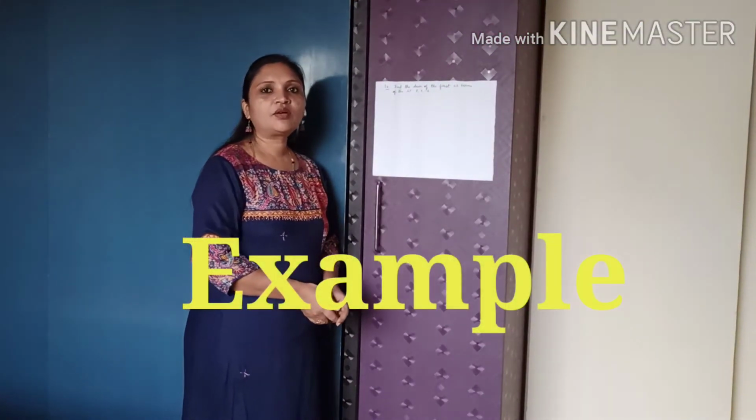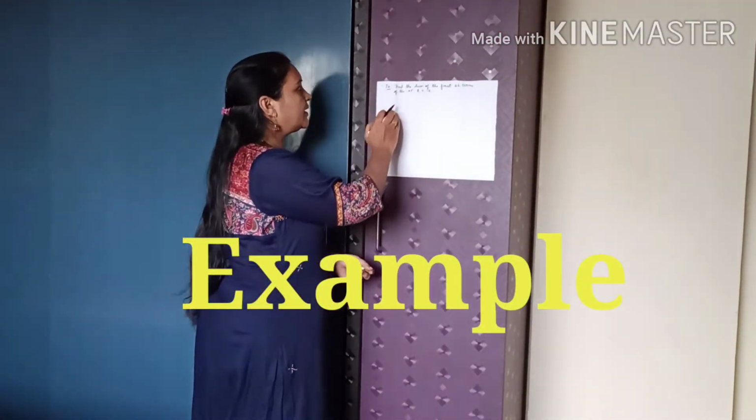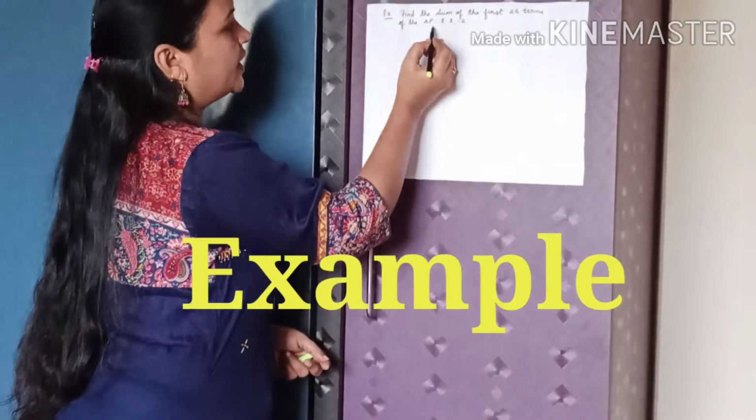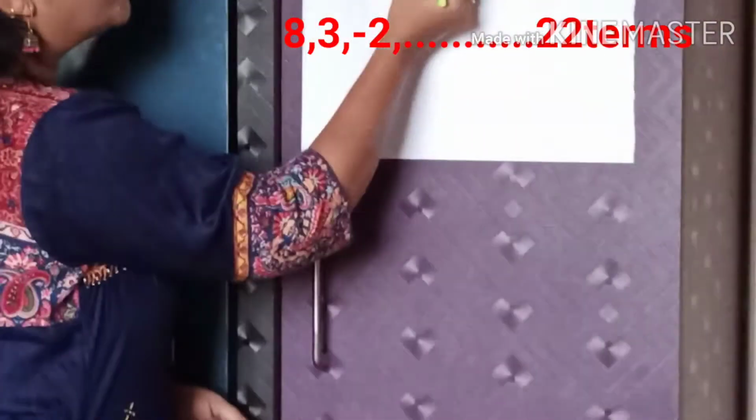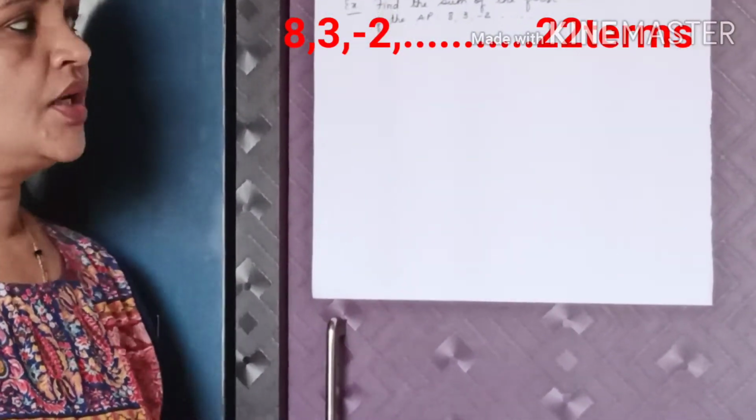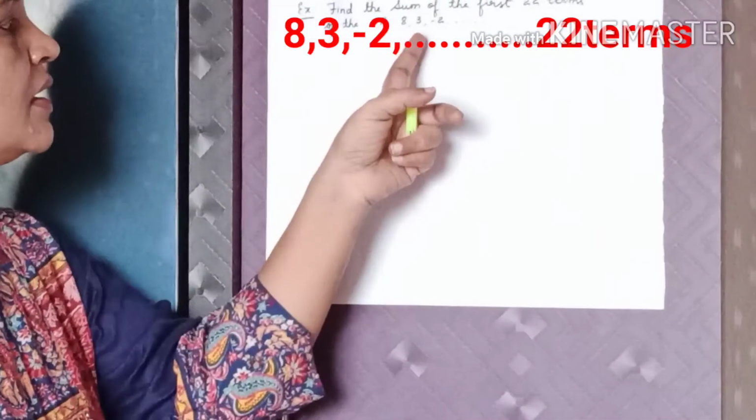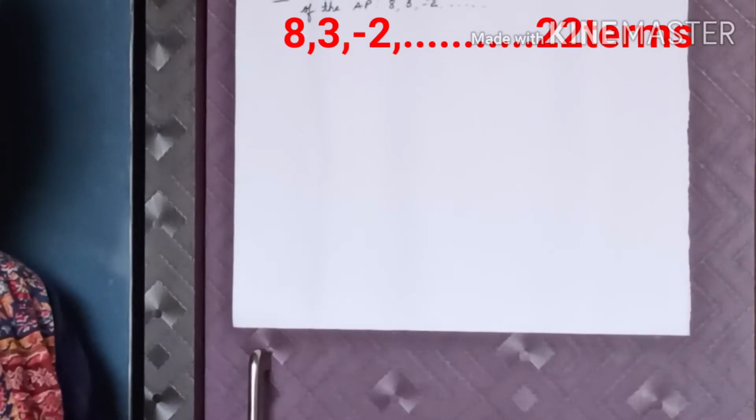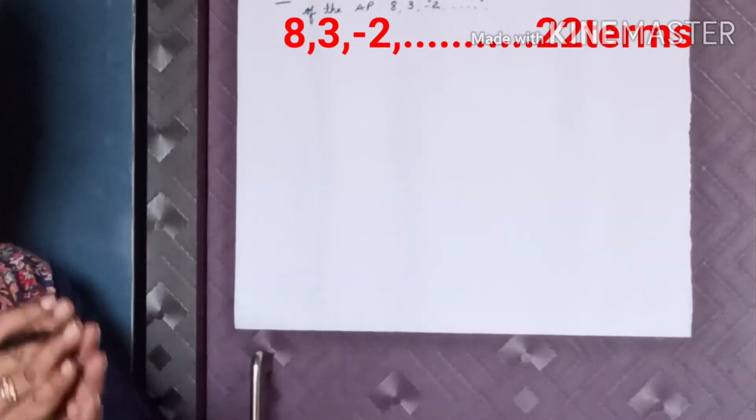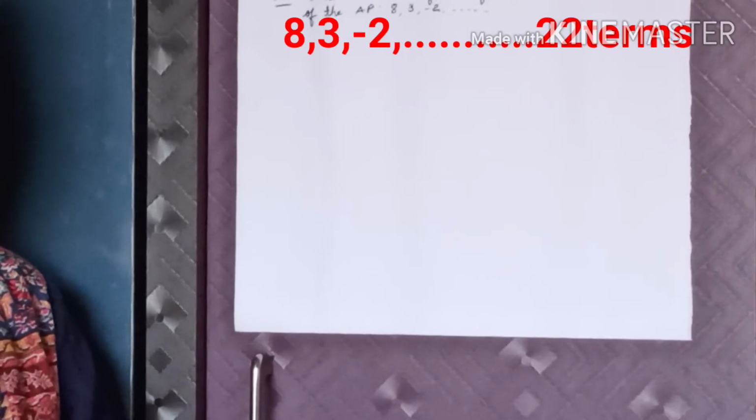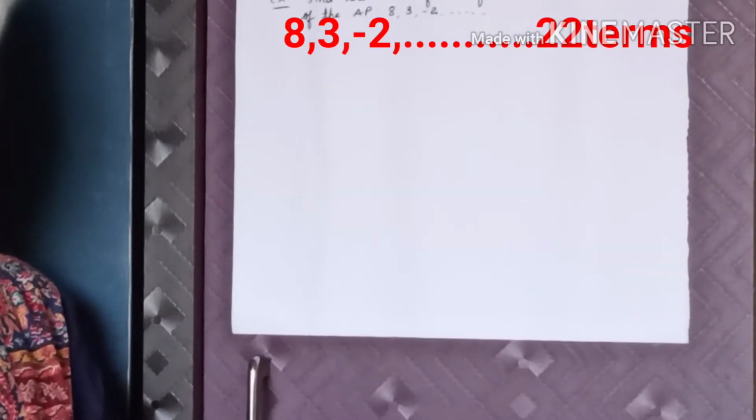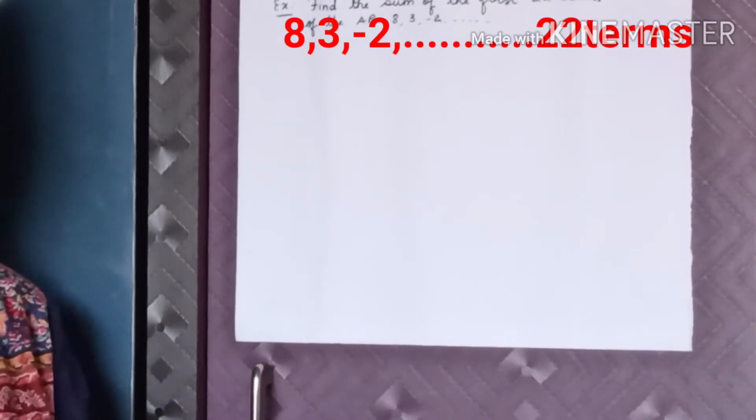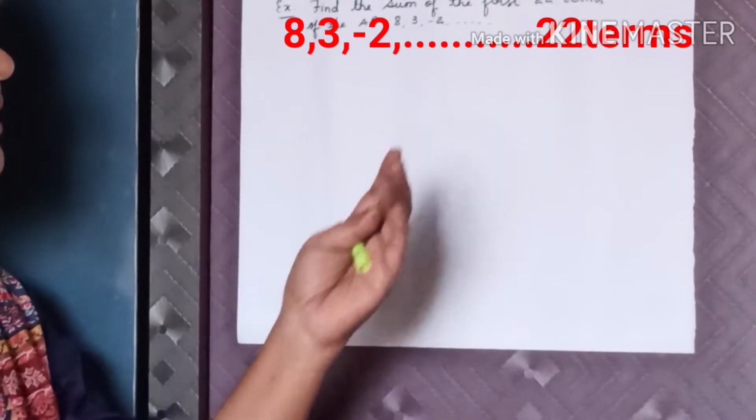Now okay children, let us see the example. Here they have given: find the sum of the first 22 terms of the AP 8, 3, minus 2, etc. So in this example, the number of terms is 22 and we have to find the sum of all the 22 terms. I have already derived the formula. What is the formula to find the sum of the first n terms of an AP? Now let us see the example.